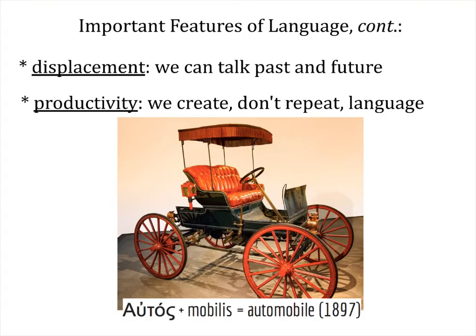Finally, the principle of productivity or generativity holds that we generate sentences rather than repeat them. Language is a creative process as opposed to a repetitive one. We can come up with new expressions for new objects, and we can manipulate the symbols we have in new ways. For instance, in 1897, English adapted a French word which itself had been created from the combination of a Greek word meaning self and a French word meaning movable. And that's how the word automobile entered the English lexicon.